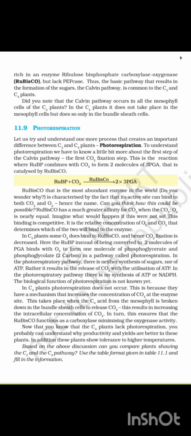In C4 plants, photorespiration does not occur. This is because they have a mechanism that increases the concentration of carbon dioxide at the enzyme site. This takes place when the C4 acid from the mesophyll is broken down in the bundle sheath cell to release carbon dioxide. This results in increasing the intracellular concentration of carbon dioxide. In turn, this ensures that Rubisco functions as a carboxylase, minimizing the oxygenase activity. Now that you know that C4 plants lack photorespiration, you probably can understand why productivity and yield are better in these plants. In addition, these plants show tolerance to higher temperatures.